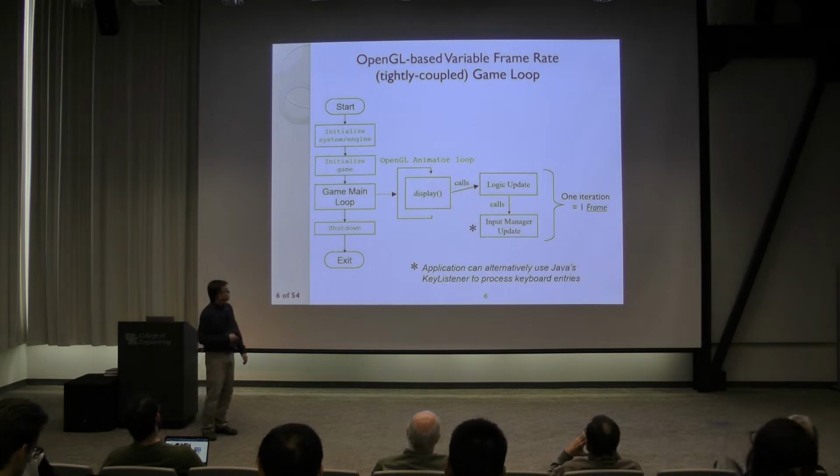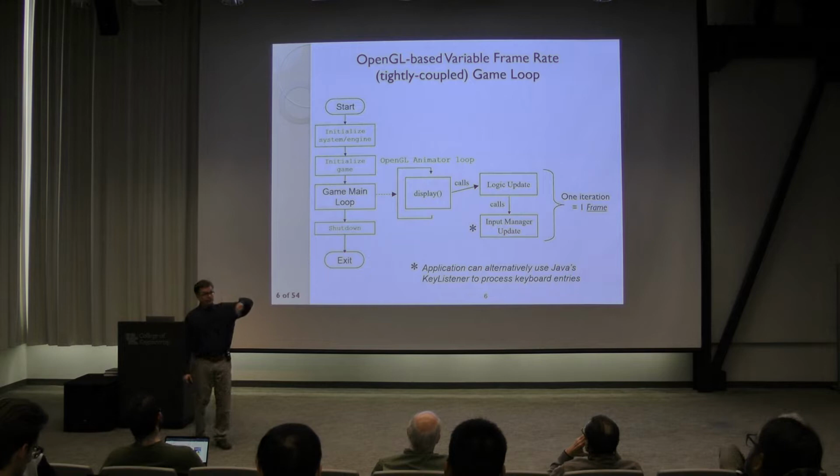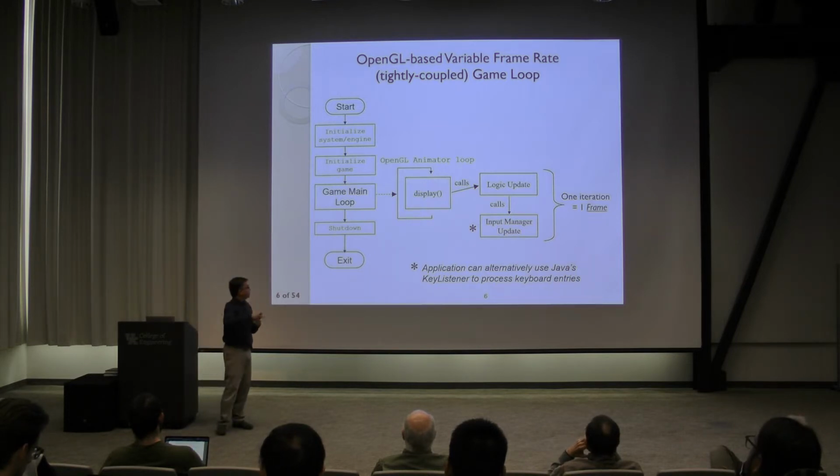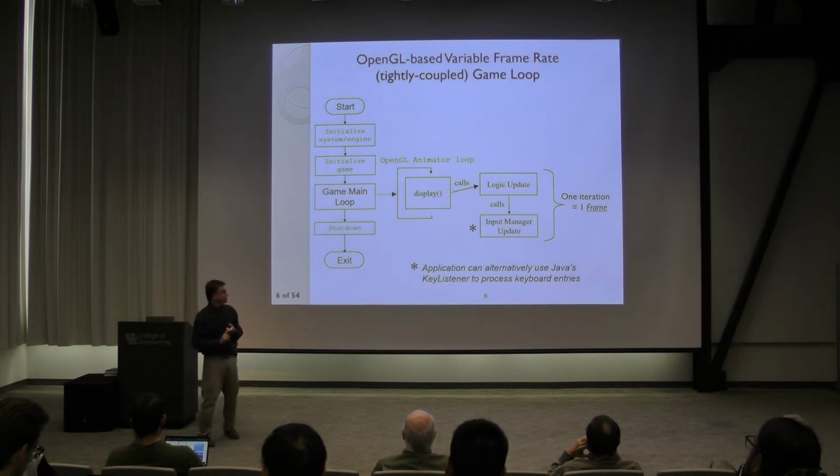Okay, so you've probably heard this term before, one frame. That is, in the graphics world, that refers to each time we redraw the screen. In games, in a tightly coupled game loop, it's not only each time we draw the screen, but also, along with that, process the user's inputs and update the logic of the game.